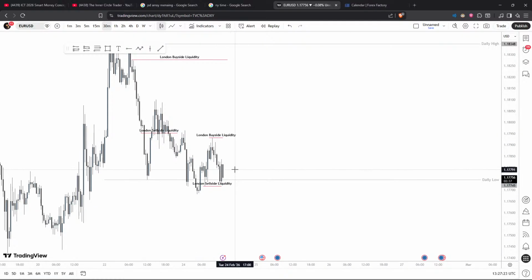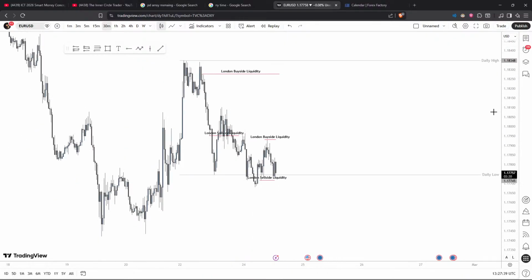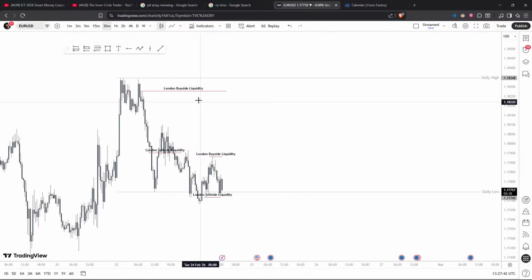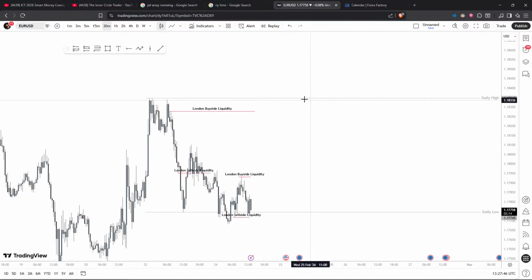So we would expect, first of all, a Judas move, something like taking out this London sell side liquidity. Once that happens, we look for displacement. Once we see that displacement, we draw a place of entry when price retracts or reverses to our entry. We can then enter the markets targeting the other side of liquidity. So we're going to be targeting not just this buy side, but this buy side and this daily high. This is the external liquidity up here we're targeting.